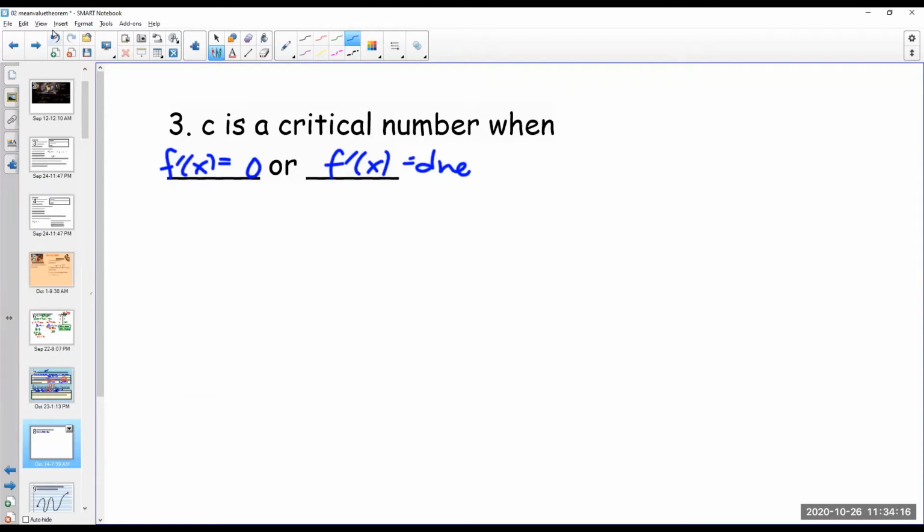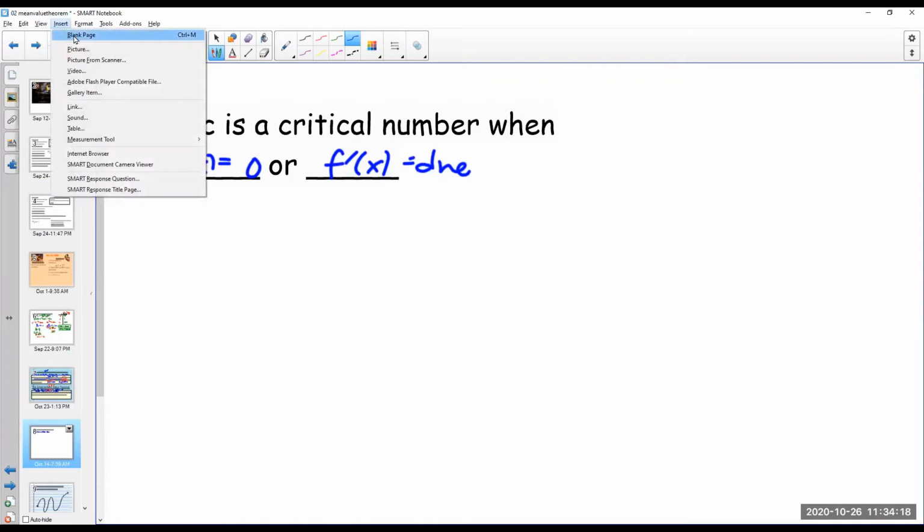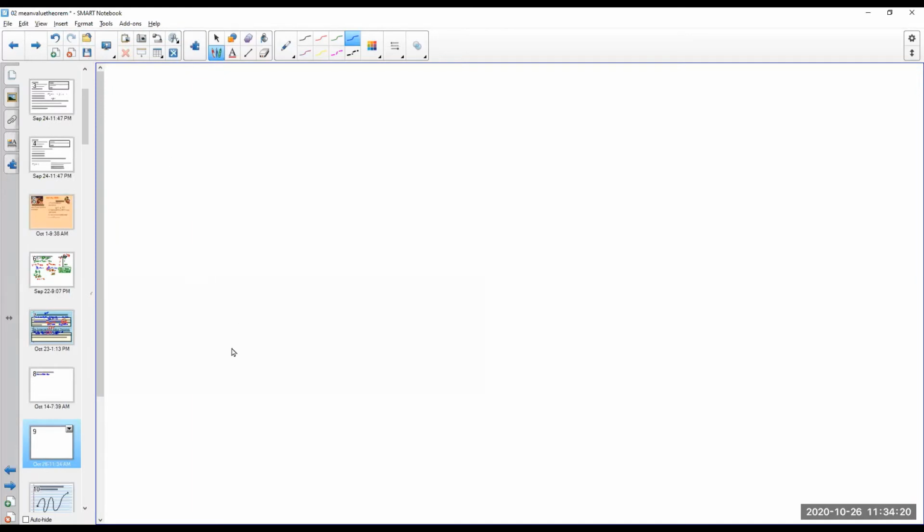Now we're going to go to the MVT part of our show today. What I'm going to ask you, you have a little bit of space in your notes, is to draw a function that's smooth, that's continuous and differentiable. Differentiable means it's a smooth curve. So go ahead and draw.